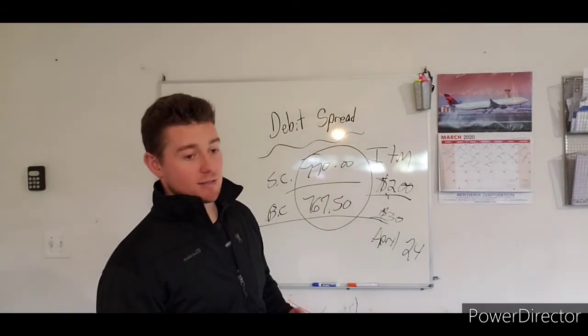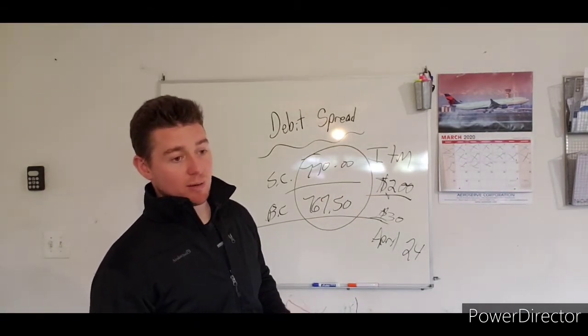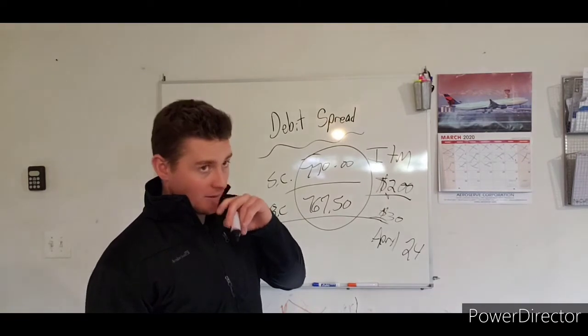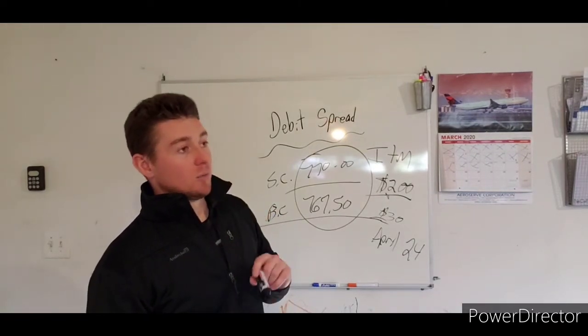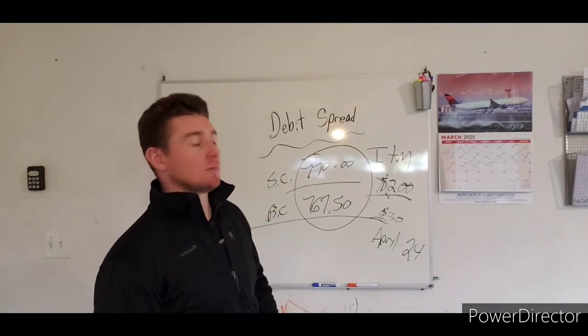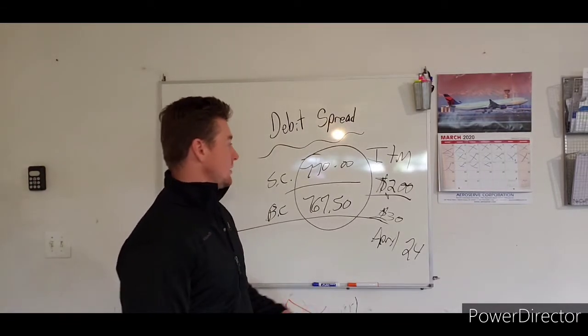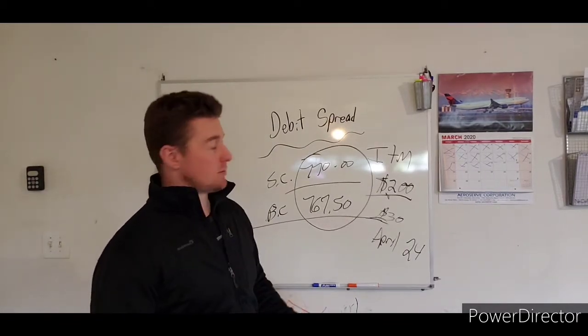And you can't trade same-day expirations on Robinhood. I don't even think on Webull you can do that. But with debit spreads, you can't trade on a cash account. It has to be a standard trading account or margin.